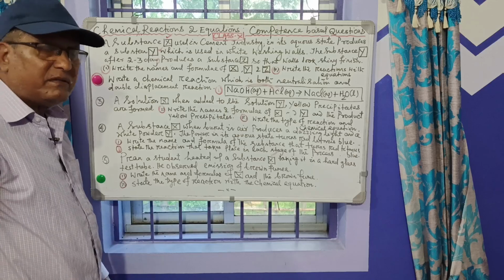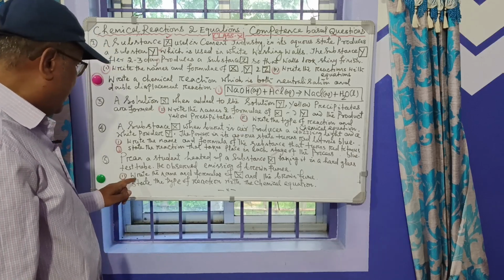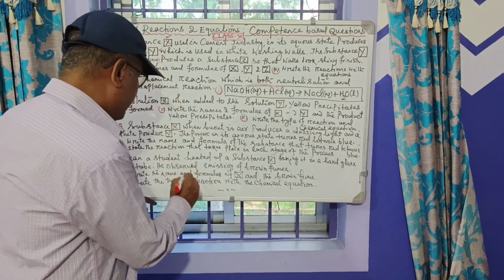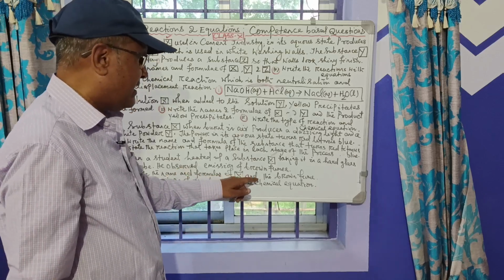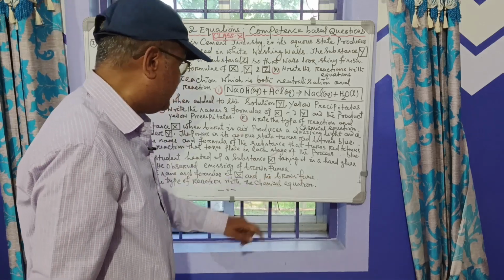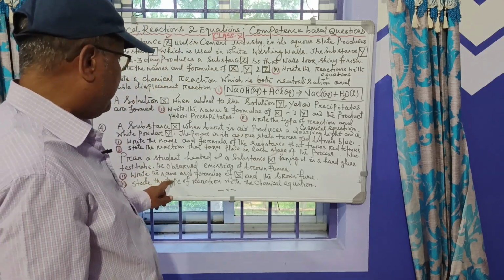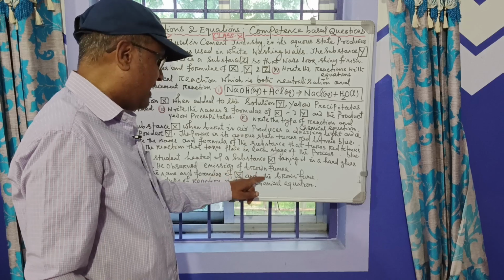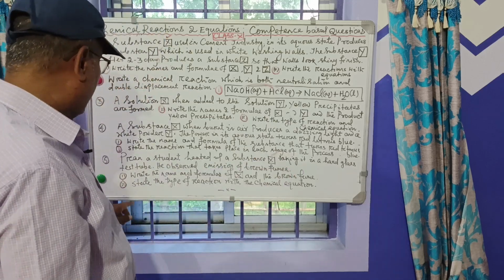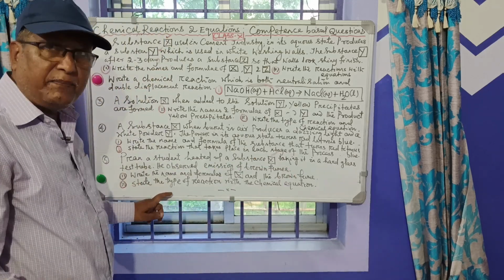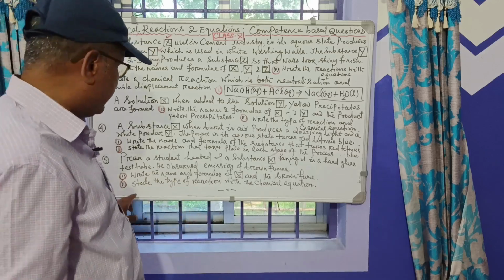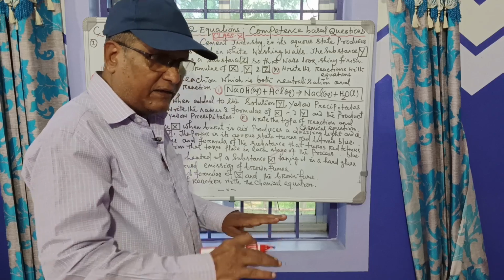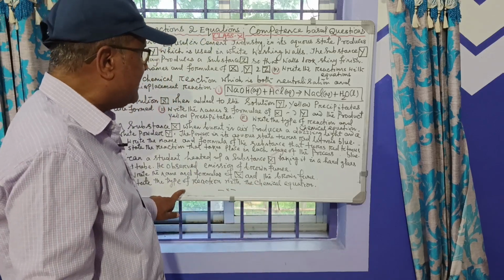So what are the two questions that we have mentioned here? Write the names and formulae of X and the brown fume. So you have to write the name and formulae of the substance X and the brown fume. Number 2, state the type of reaction. What type of reaction is it? State the type of reaction with the chemical equation. Write the chemical equation for that reaction.